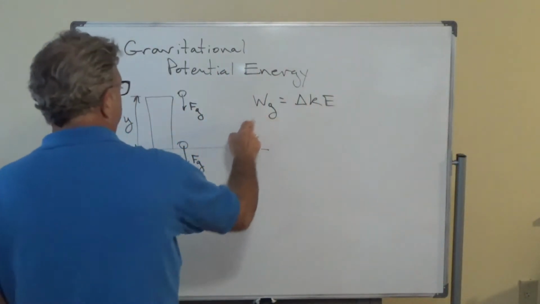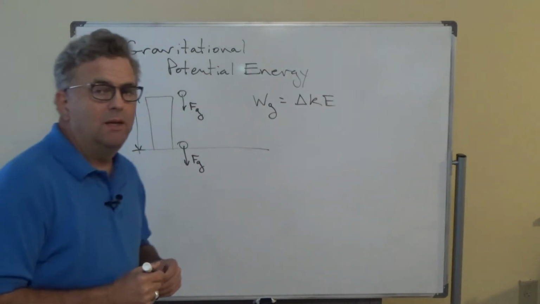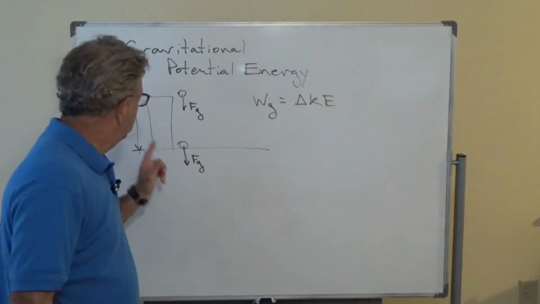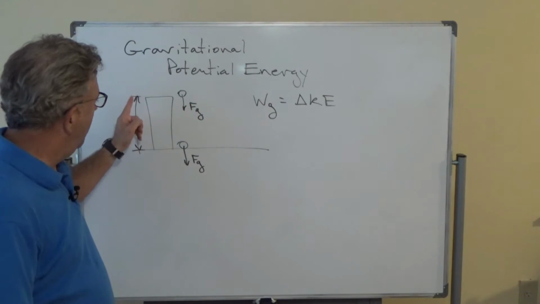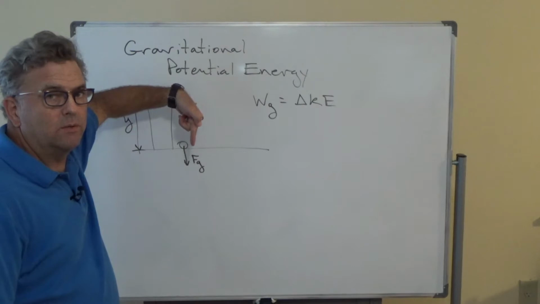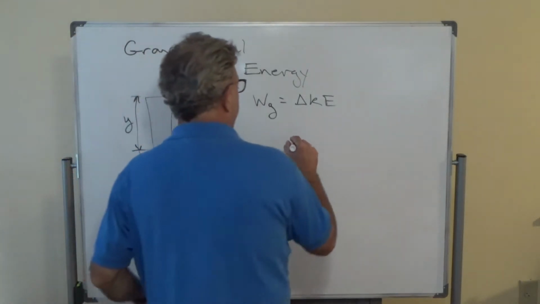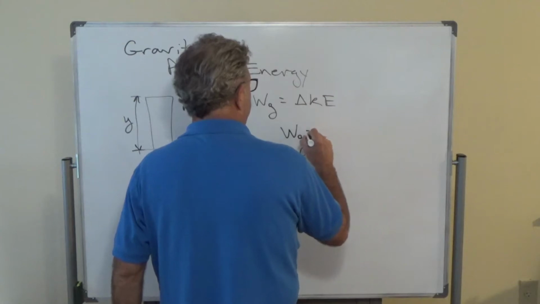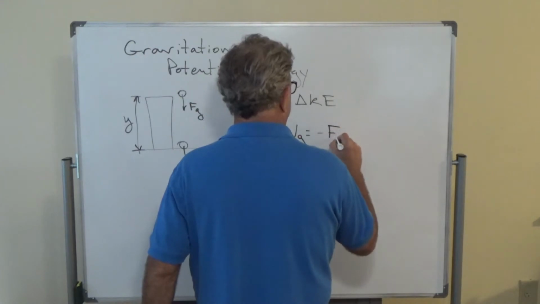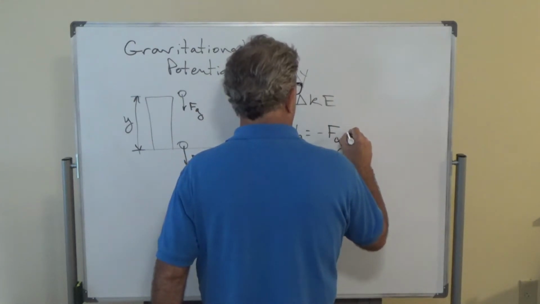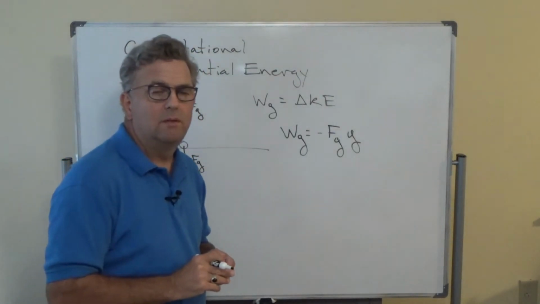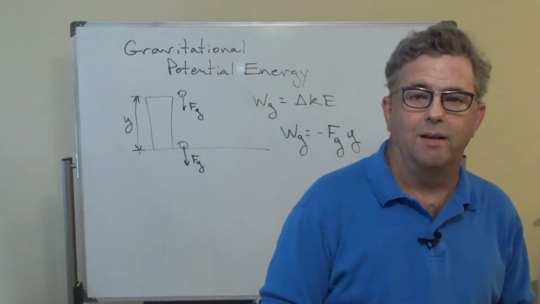Well, how much work is done by gravity? Gravity does a negative amount of work on this object. It's moving up, and the gravitational force is down, okay? So the work done by gravity is equal to minus Fg y. That's the work done by gravity.